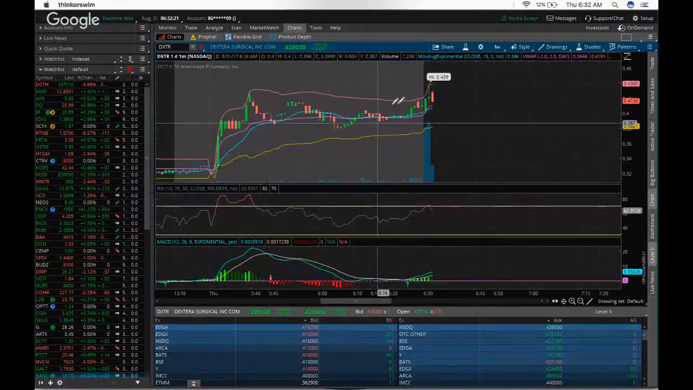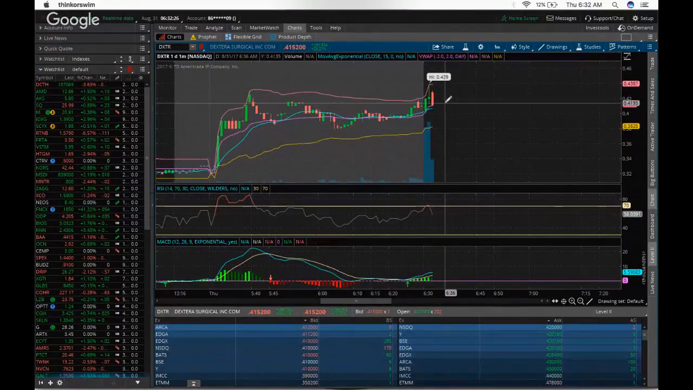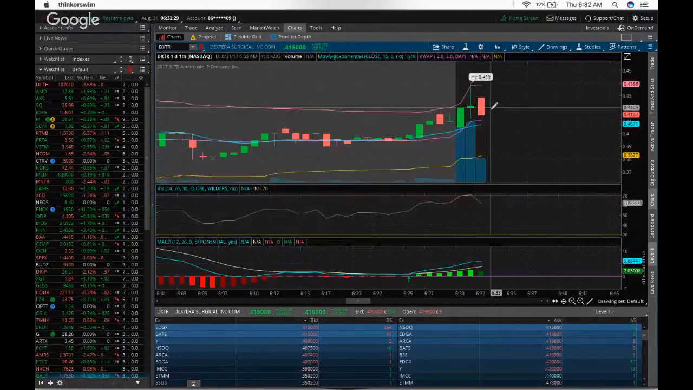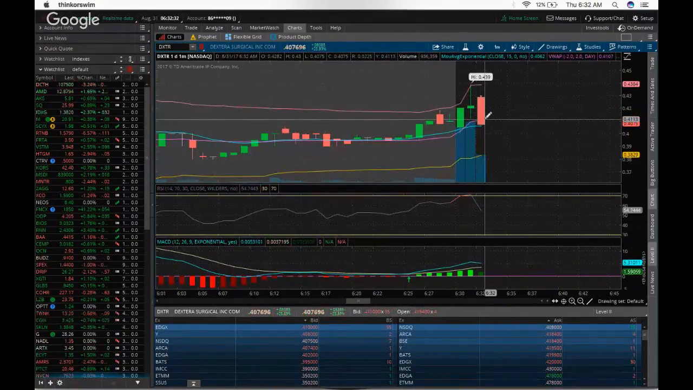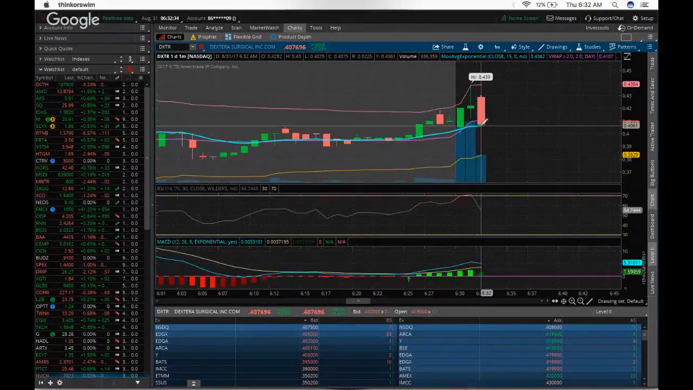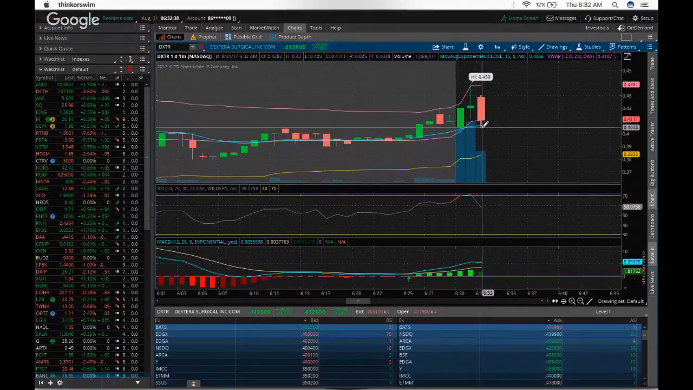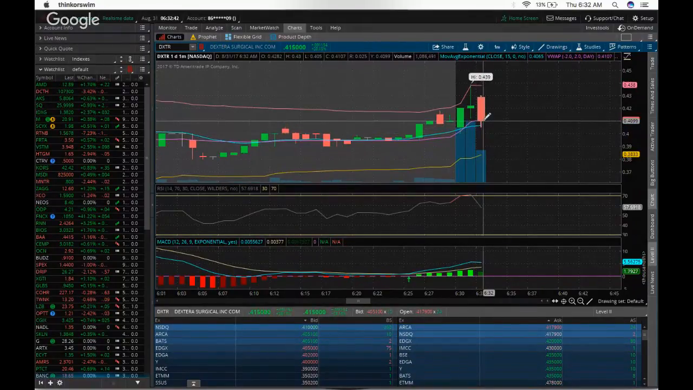Let's see. 42. There we go. 41. Bouncing off the VWAP. And boom, EMA. So overall support is at 40 cents. If it drops below that, cut losses.